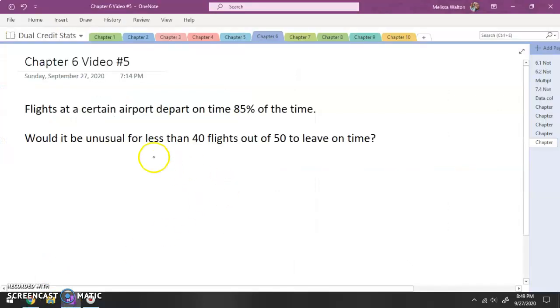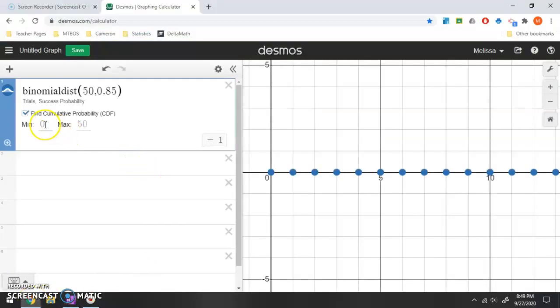Now remember, our cutoff for something to be unusual is 5%. Anything that is lower than 5%, we're going to go ahead and consider to be an unusual event. So would it be unusual for less than 40 flights out of 50 to leave on time? All right, so if I want less than 40, I'm going to go from 0 to 39. And the probability that between 0 and 39 flights are on time, well, that probability is 0.119, or if I wanted to round that up, that's about 12%.